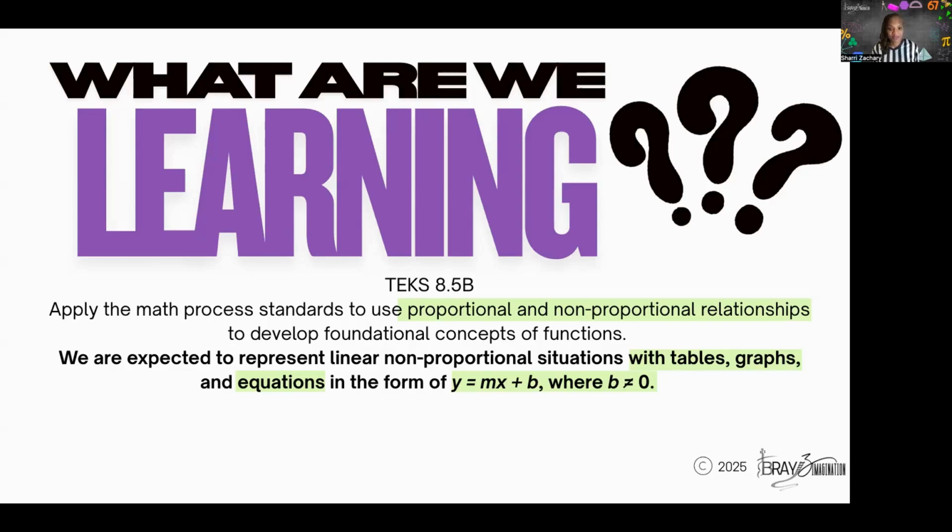Very important. So if b is not equal to 0, then what's happening there? The y-intercept does not pass through the origin. Okay, that is what defines non-proportional relationships. All right, so from the standard, we see we are to use the process standards to explain proportional and non-proportional relationships. In this case, we're doing non-proportional relationships.